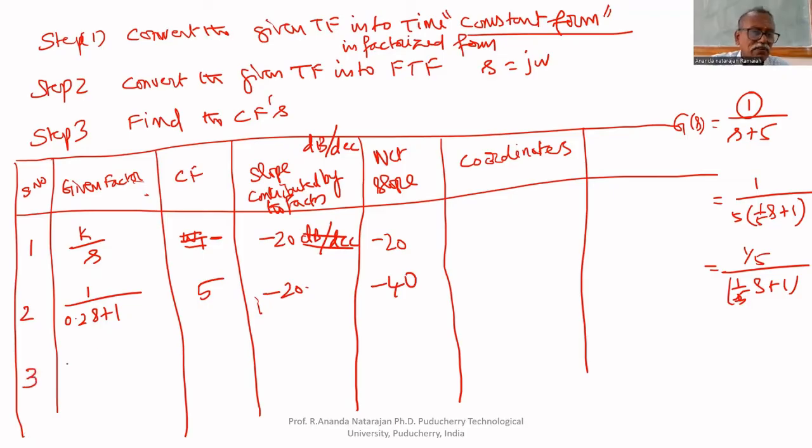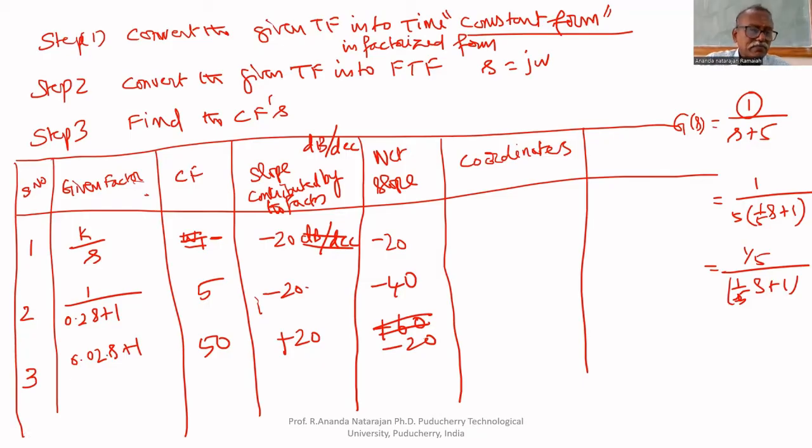Then the third factor, suppose it is in the numerator: 0.02 s plus 1 in the numerator. What is the corner frequency? 1 by 0.02. How much? 50. Therefore, the corner frequency is 50. The slope contributed is plus 20, so the net slope becomes minus 20 again.